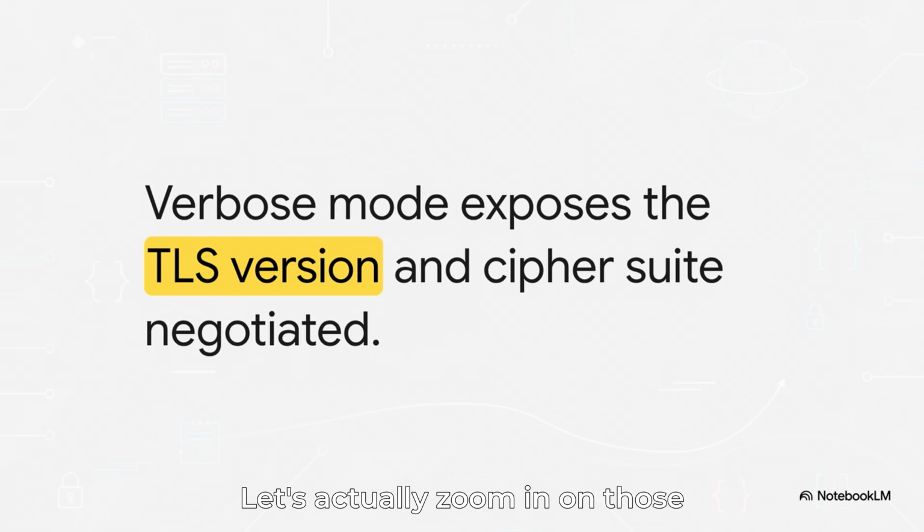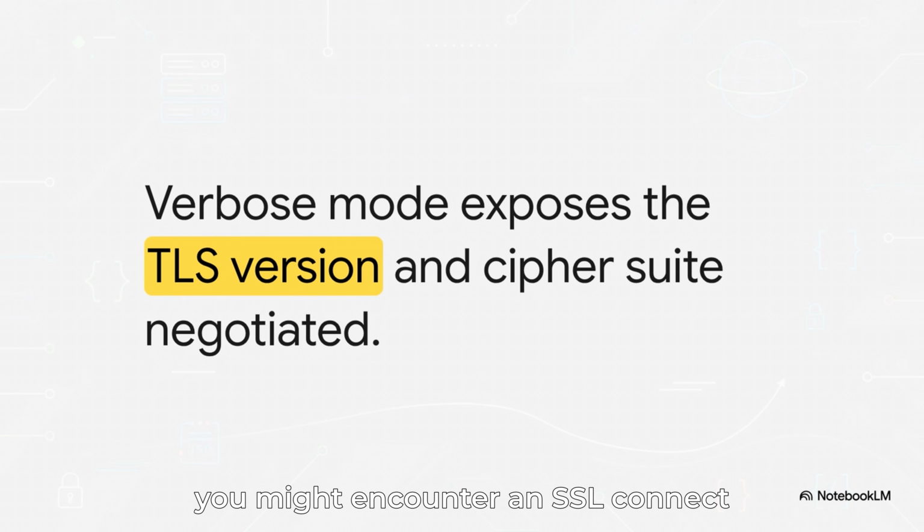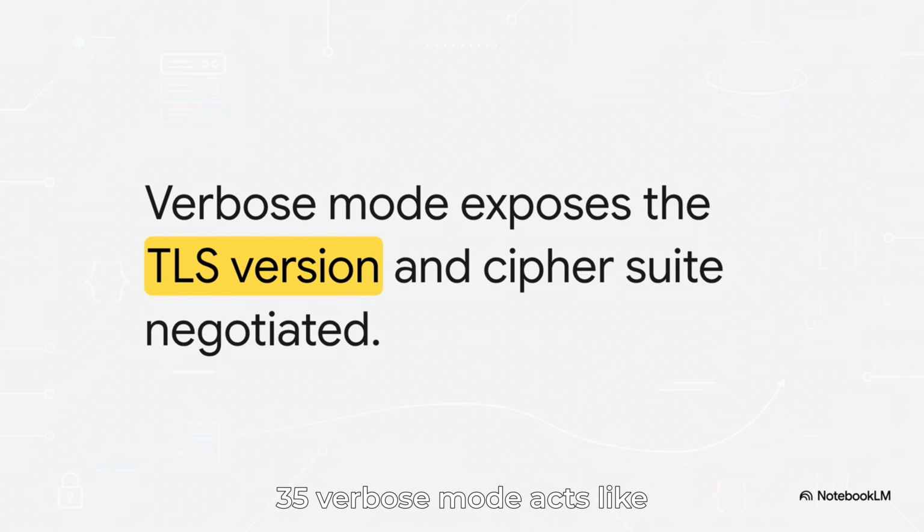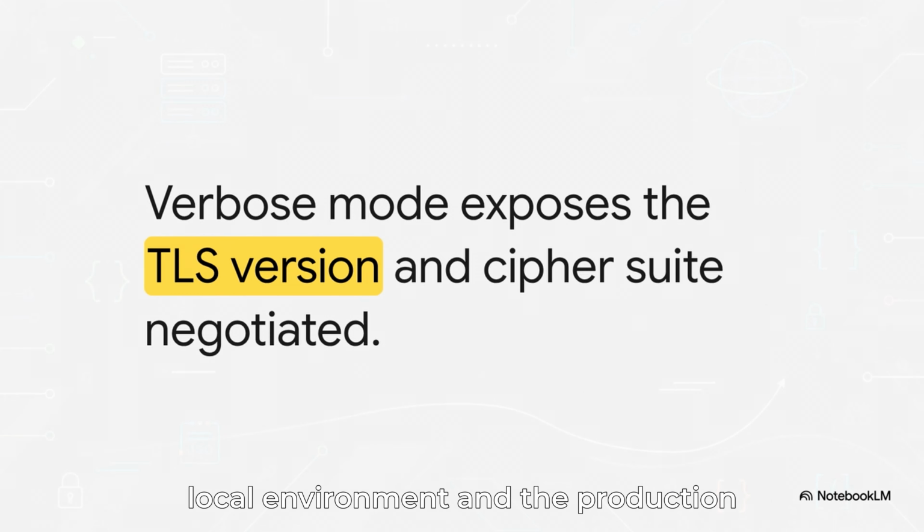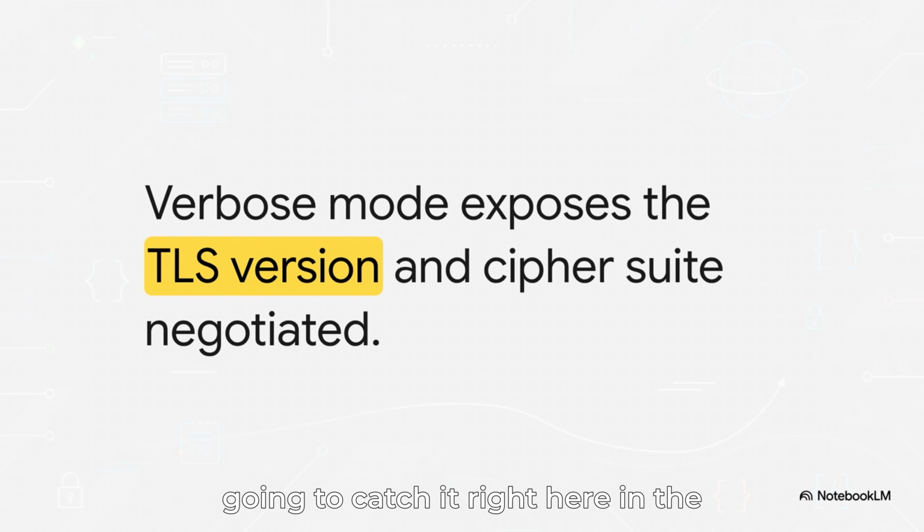Let's actually zoom in on those asterisk lines to see this in action. If you're dealing with an older server or maybe some really strict enterprise firewalls, you might encounter an SSL connect error, specifically error 35. Verbose mode acts like an absolute X-ray here. It exposes the exact TLS version and cipher suite being negotiated. If there's a mismatch between your local environment and the production server, verbose mode is going to catch it right here in the handshake lines, long before any application data is ever transmitted.